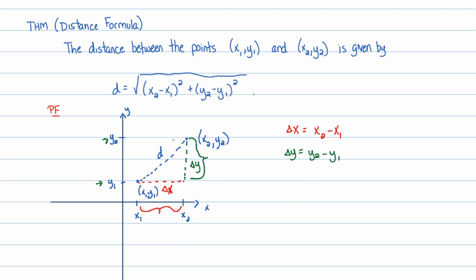If you don't believe me, pretend for a moment that y sub 2 is 5 and y sub 1 is 2. The distance here then would be 5 minus 2, or 3. It'd be a distance of 3. That's how you would normally calculate it.